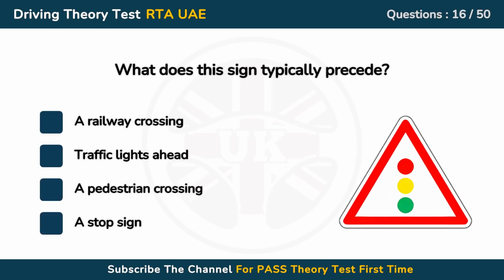Answer is A. Turn right only. This mandatory sign indicates that vehicles must turn right at the intersection or junction ahead. No other movements are permitted from this lane or position. Question 18. What does this sign prohibit?